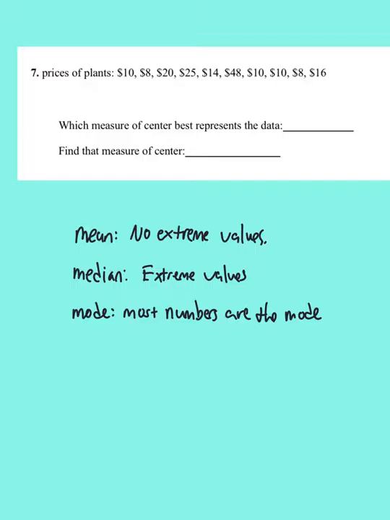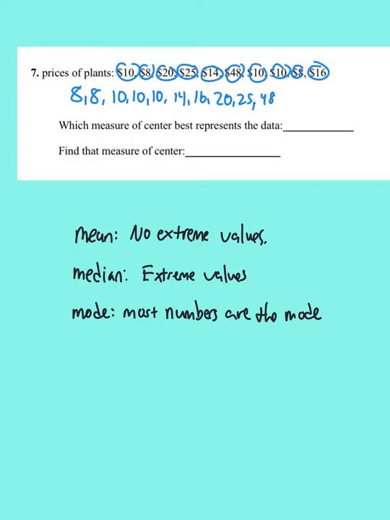So the first thing I'm going to do is get my numbers in least to greatest order. So I have the numbers in least to greatest order because that's going to make it easier to find the extreme value. So first off, let's eliminate one of these.